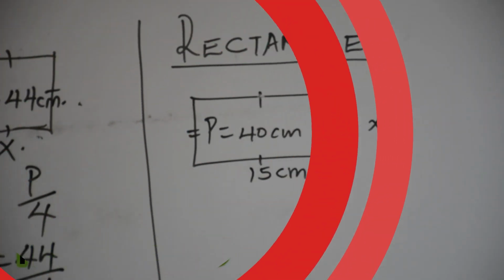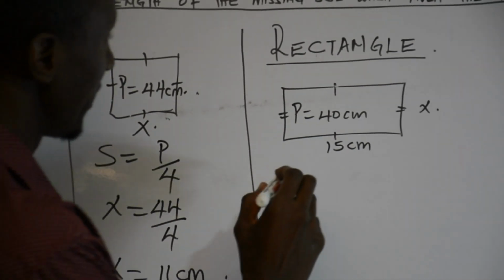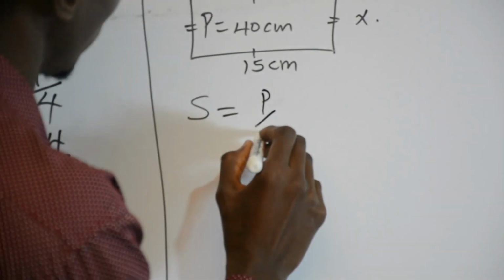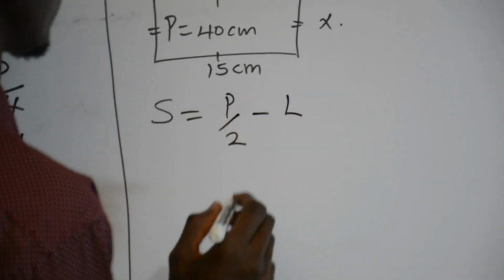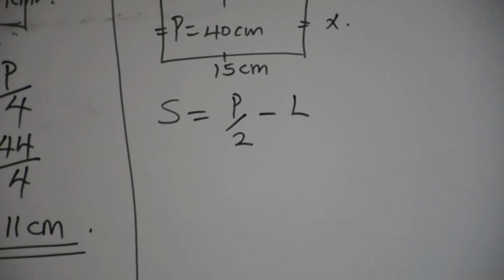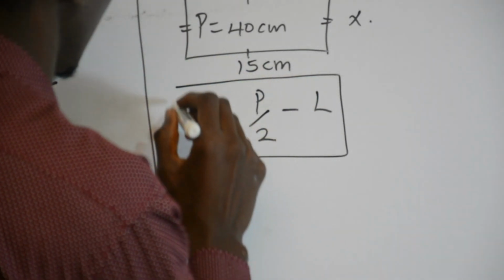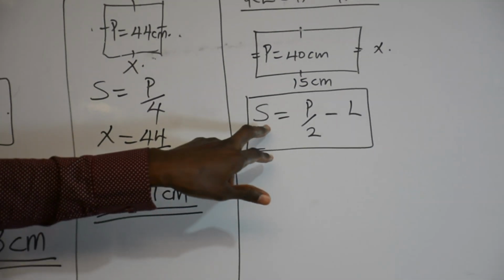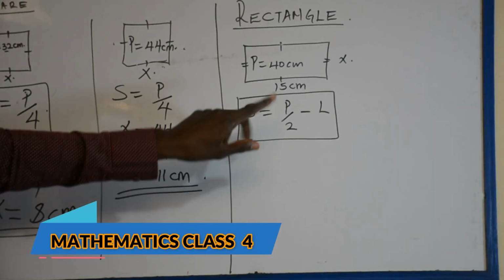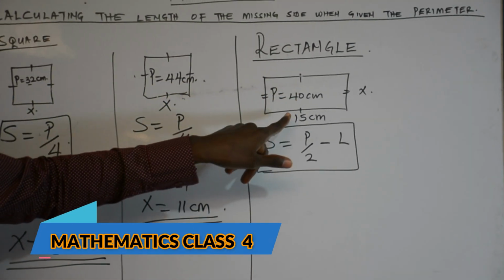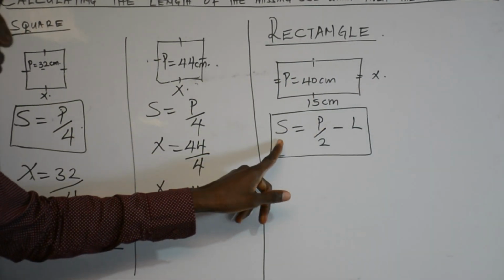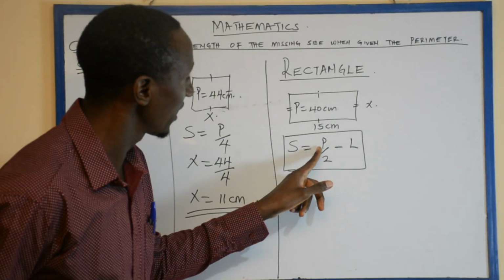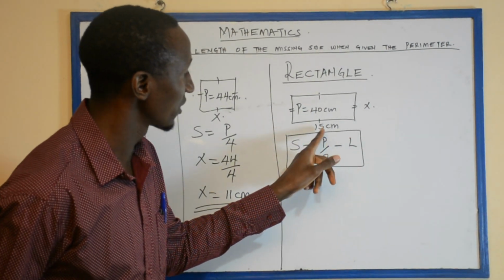Its formula, you find that to find the side is given by this simple formula: perimeter over 2 minus length. Are we together here? Now this is the formula used for a rectangle. If they have given you the perimeter and one of the sides, and they want another side, use this one. The side which is wanted is equal to perimeter divided by 2 minus length, the length which has been given.